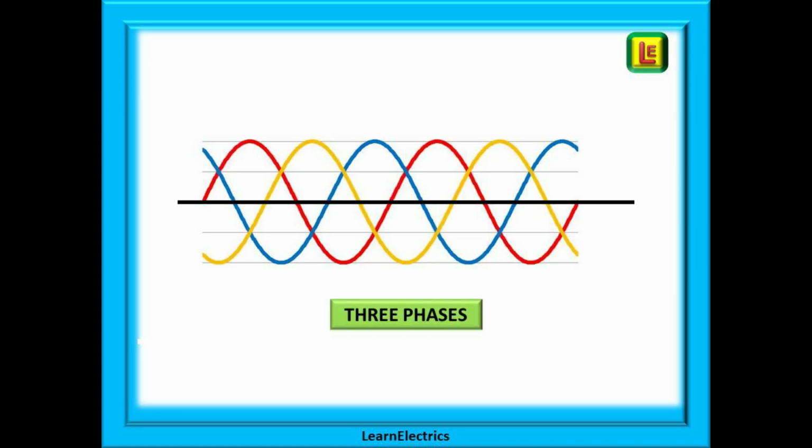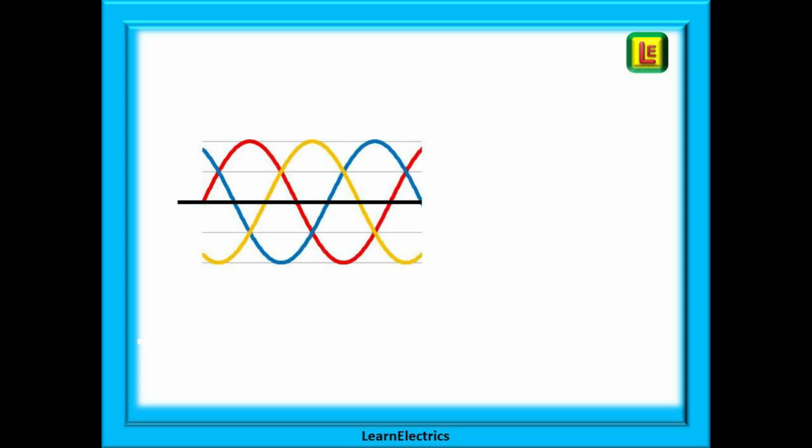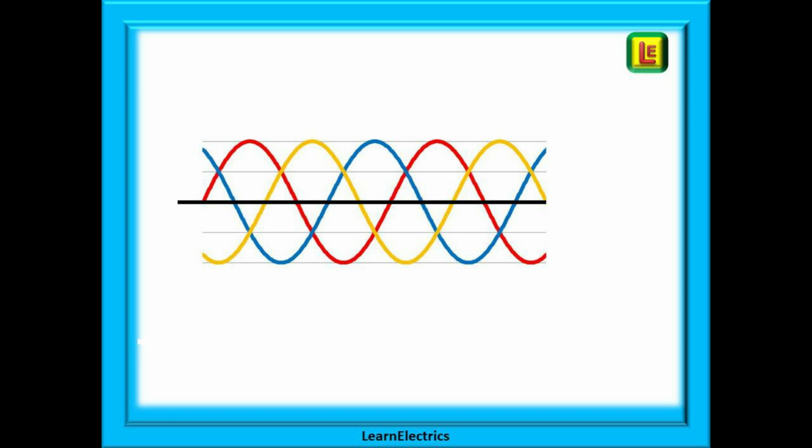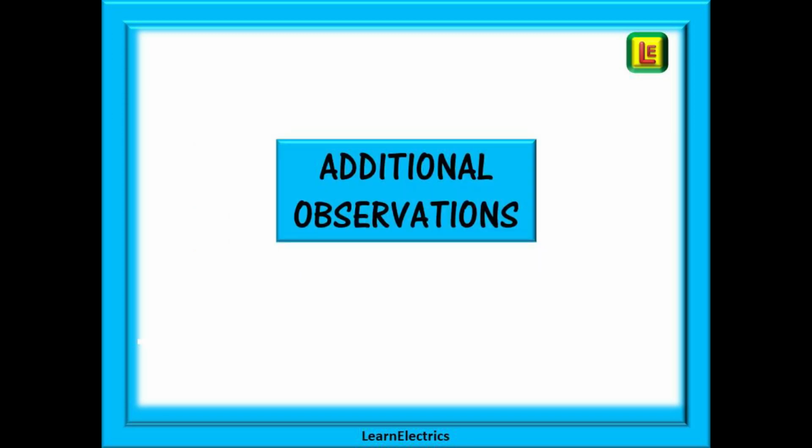Those 3 phases laid on top of each other will look like this, our typical waveform. We can see the waveforms being built up here, beginning at the point that the red cycle crosses the 0 point. And as we expose more of this waveform, you can see there are a couple of additional interesting observations that we can make on this 3-phase waveform, and they are important to understand.